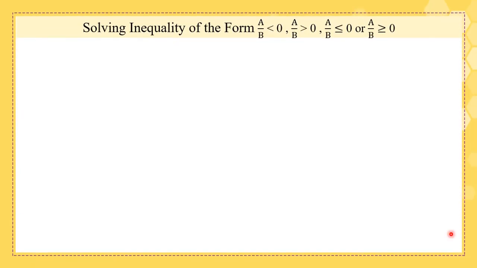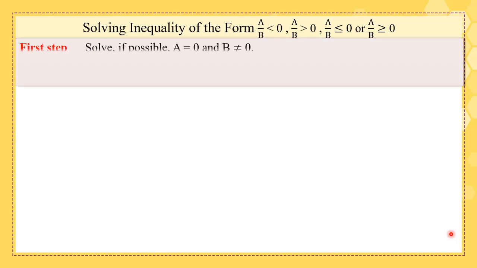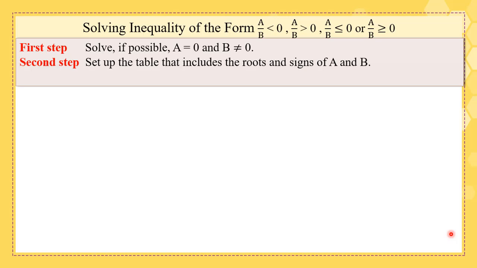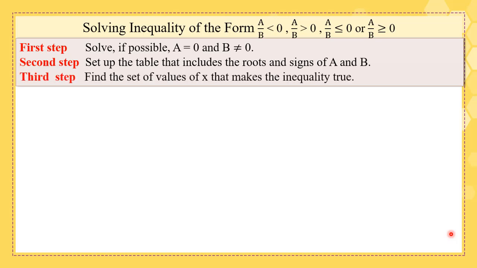Now, solving inequalities of the form a over b less than 0, a over b greater than 0, a over b less than or equal to 0, or a over b greater than or equal to 0. First step, solve if possible a equal to 0 and b different from 0. Second step, set up the table that includes the roots and signs of a and b. And the third step, find the set of values of x that makes the inequality true.